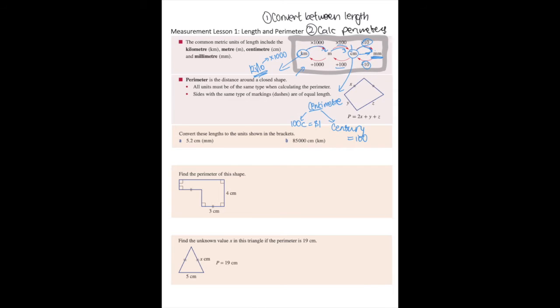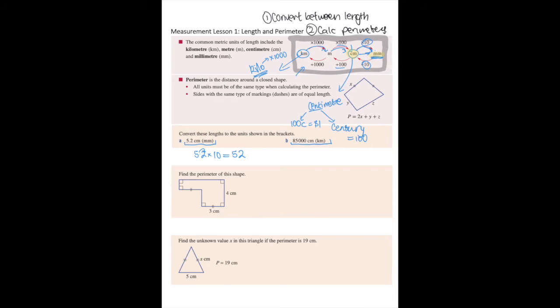So let's do some practicing of some conversions. We have got 5.2 centimeters going to millimeters. So we're at centimeters and we're going to millimeters. What does our conversion table say? We are timesing by 10. So 5.2 times 10. You move the decimal over 1, is 52. It's a bigger number. And then this one, we are at 85,000 centimeters and we want to go to kilometers.